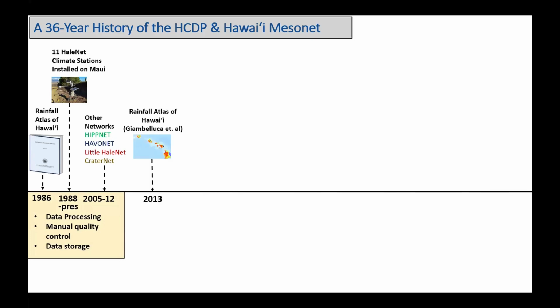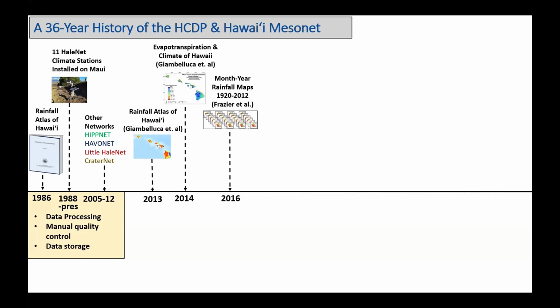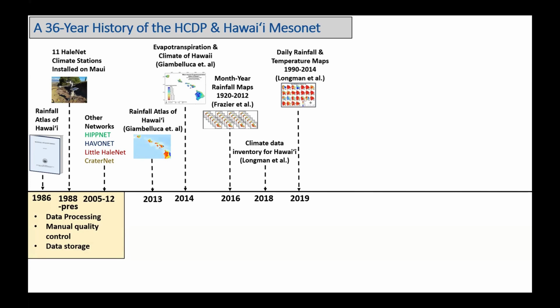Then we started developing gridded products. It started with the 2013 Rainfall Atlas, an update to the original Rainfall Atlas. It was an online web tool. And then we had the evapotranspiration atlas with a bunch of other climate products. These were climatologies, so 30-year means. Then the first set of month-year maps, 1920 to 2012, were developed by Abby Frazier in 2016. And then we had an inventory of what stations were available a couple of years later. Then we started creating daily rainfall maps and daily temperature maps.